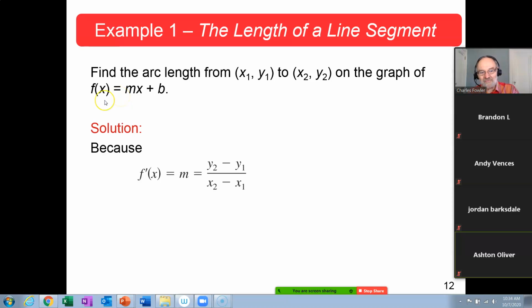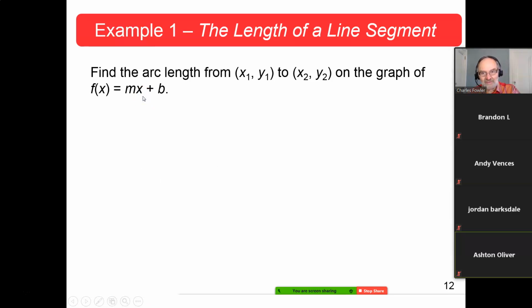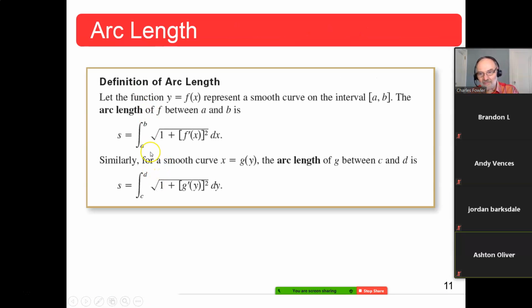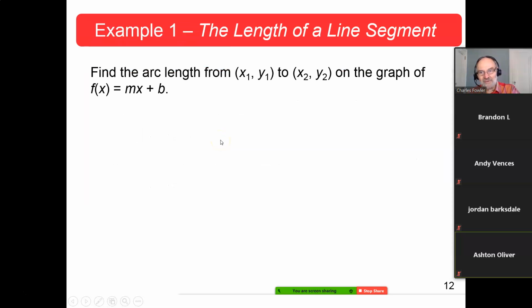Well, the first thing we do to find the arc length is, here we go, there's your arc length formula. Arc length S is equal to the integral from the first value of x to the second value of x of the square root of 1 plus f prime of x, the first derivative of the function f, but then you square it all under the radical, dx. So that's what we're doing. First thing we do is take the derivative. We did, and that comes out being m.